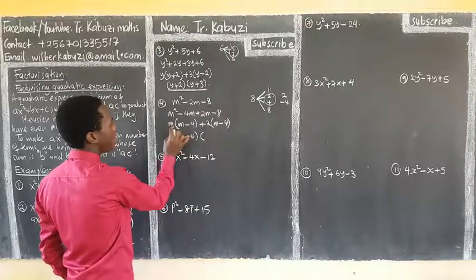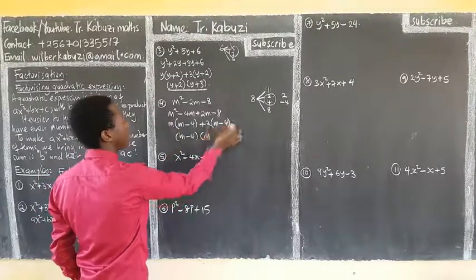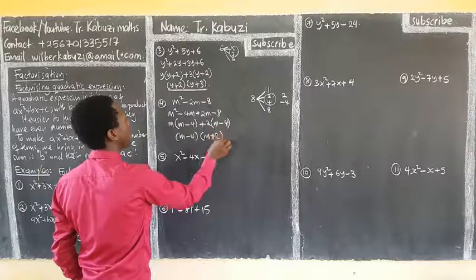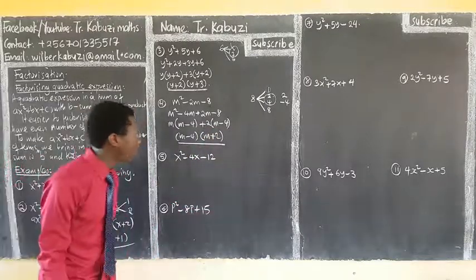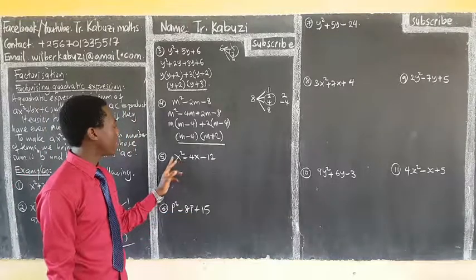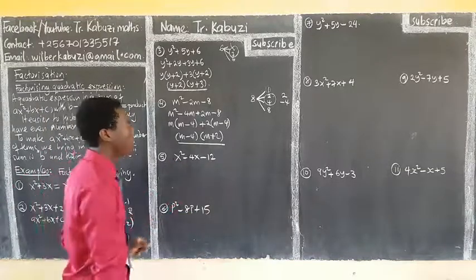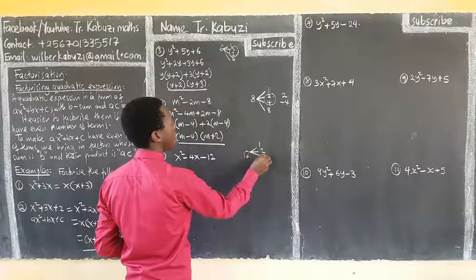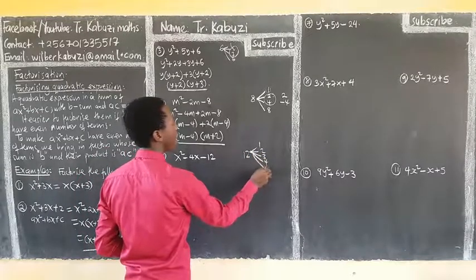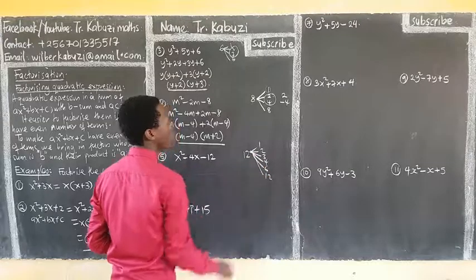When I remove this from here, I have a 2. And I factorize that. We have now this, it's 1. So you get the factors of 12. So factors of 12, I have 1, I have 2, I have 3, I have 4, I have 6. Then I have a 12.